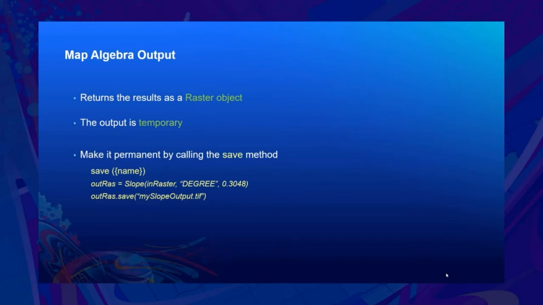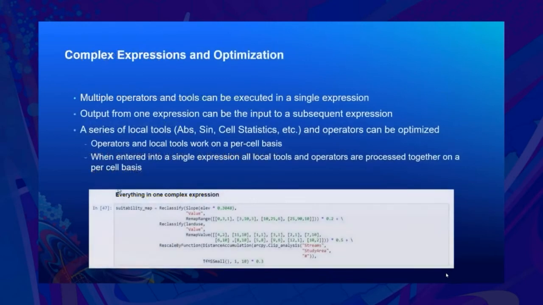Now, what is happening when you create an output? The output from map algebra, as I said earlier, is a raster object which is temporary in nature, which means if you don't do anything with it, eventually it will go away. So if you really want the output to be on your disk, you have to call save and specify a name to save it. Now, not all output has to be saved. You can use them in an intermediate step and eventually it can go away. But the final output, if you want to persist it, you have to call save.